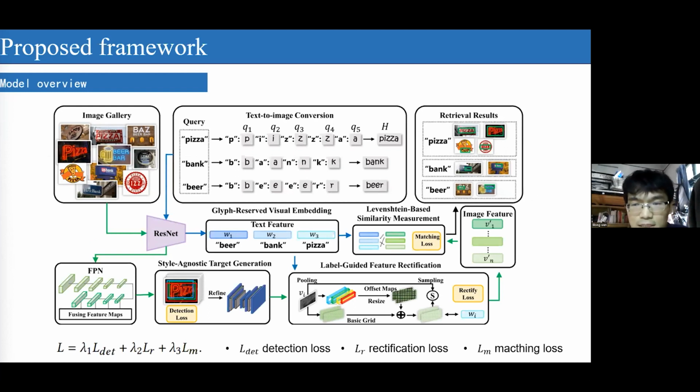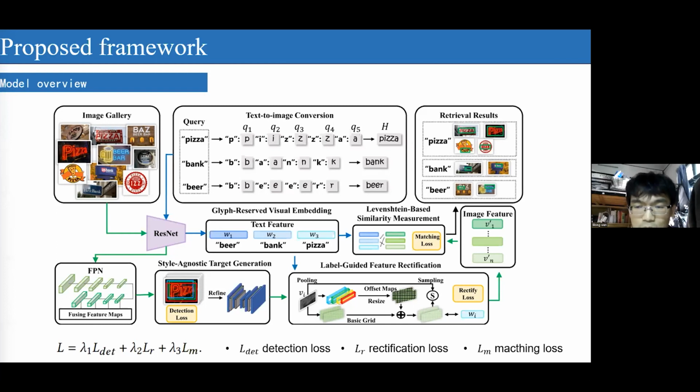within a single modality. Here is an overview of our model's architecture. The model consists of four parts: a glyph-based visual embedding, a style-agnostic feature extraction, a label-guided feature recertification, and a pixel-based similarity measurement.